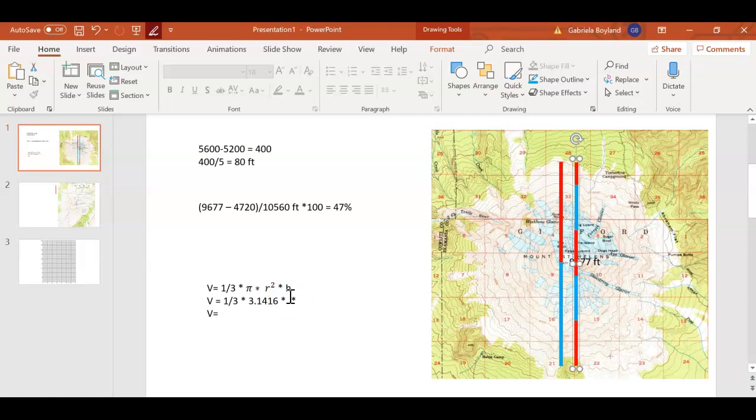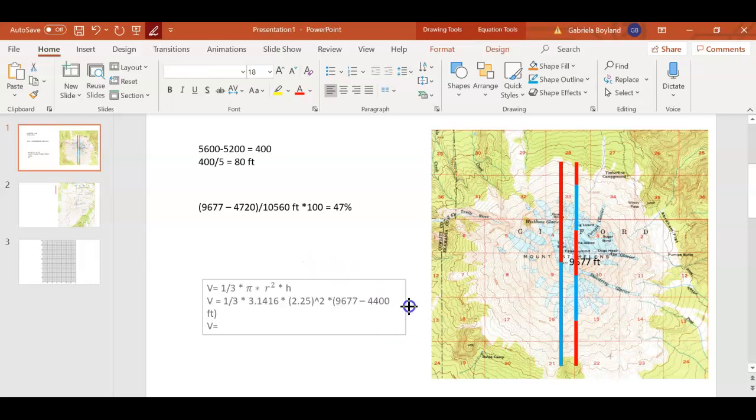However, that is not the radius, right? That is the diameter of that cone. So the radius is simply half of the diameter. If we follow the formula again, the radius is going to be half of 4.5, so we're going to call it 2.25 squared, and then times the height. The height is the elevation difference between the peak height minus the 4,400 foot elevation mark. So 96.77 was the height of the peak, minus 4,400 feet.